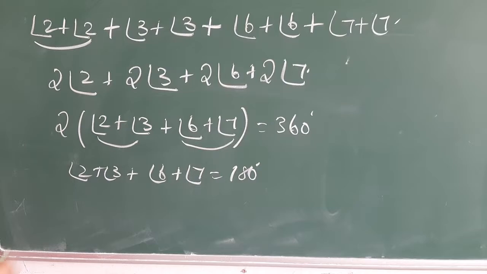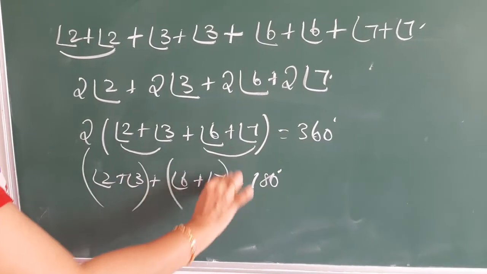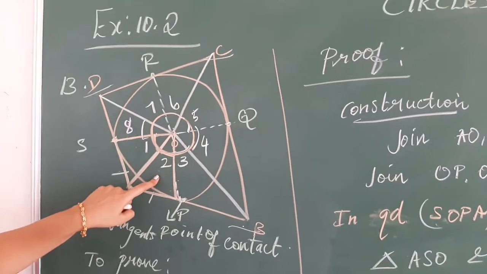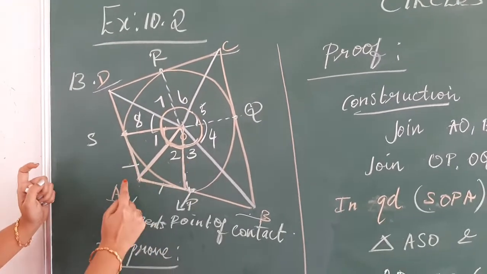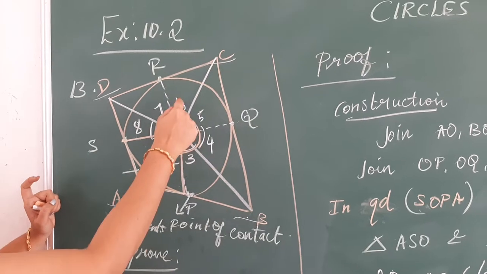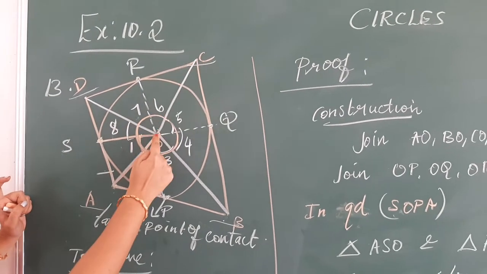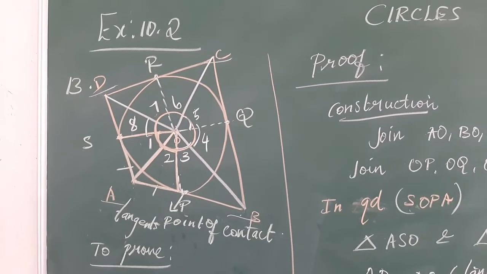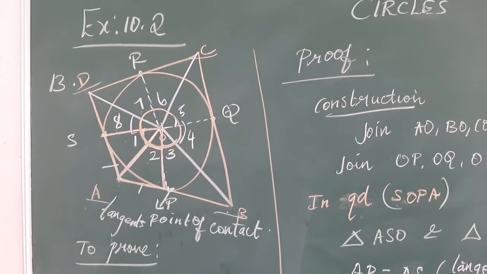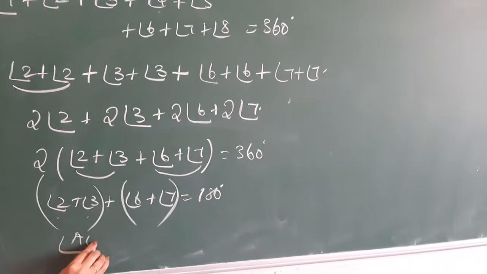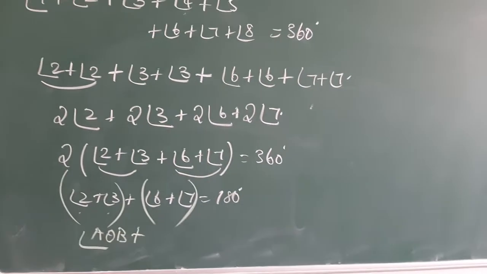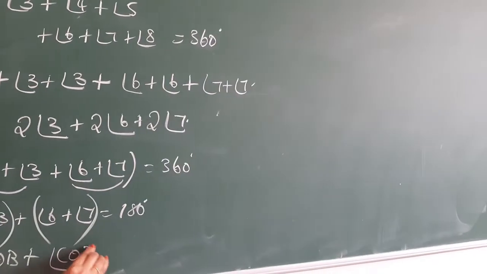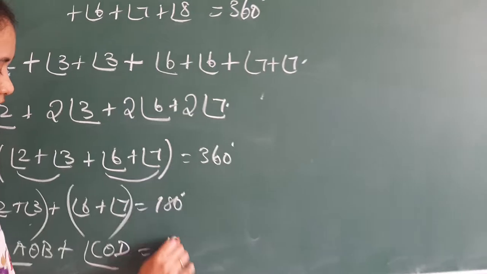Now check your diagram and tell me what is angle 2 plus 3 and what is the sum of angle 6 and 7. Now check in your diagram, angle 2 plus 3 is the angle AOB and angle 6 plus 7 is the angle COD. Therefore, we got the sum of the angles AOB and DOC is equal to 180. AOB plus COD is equal to 180.